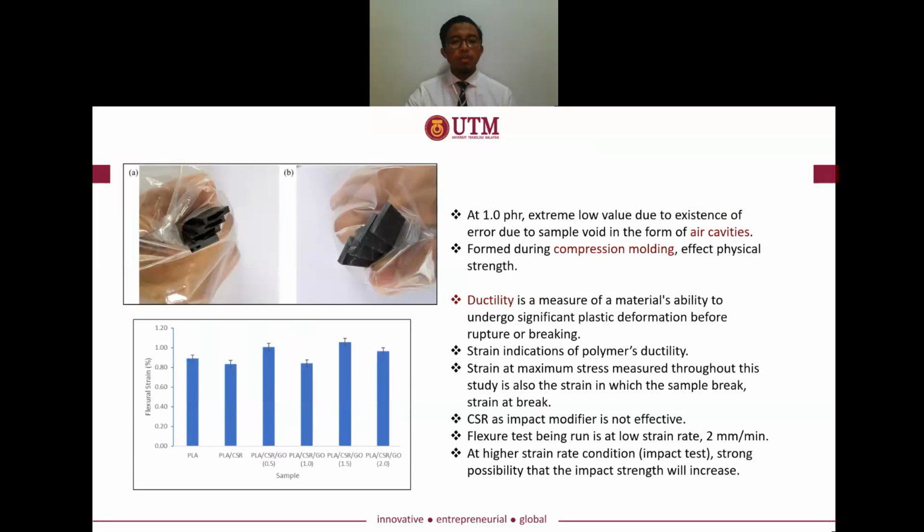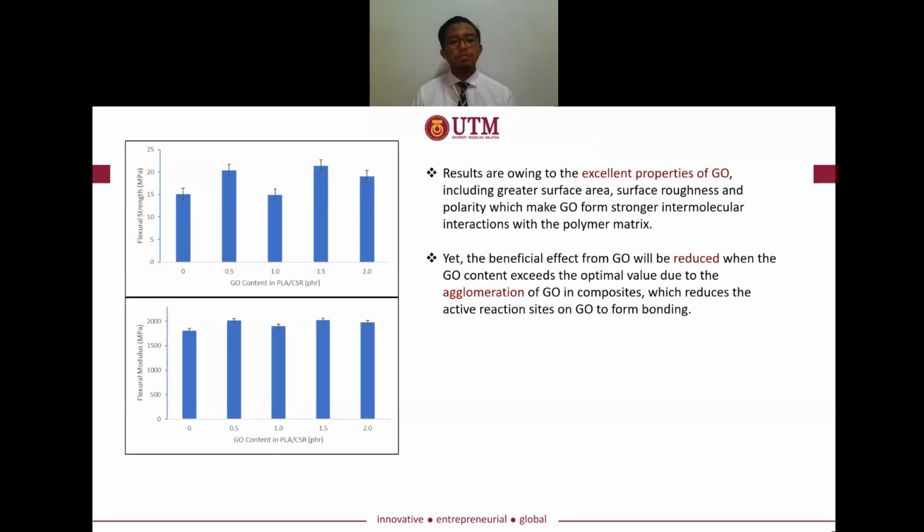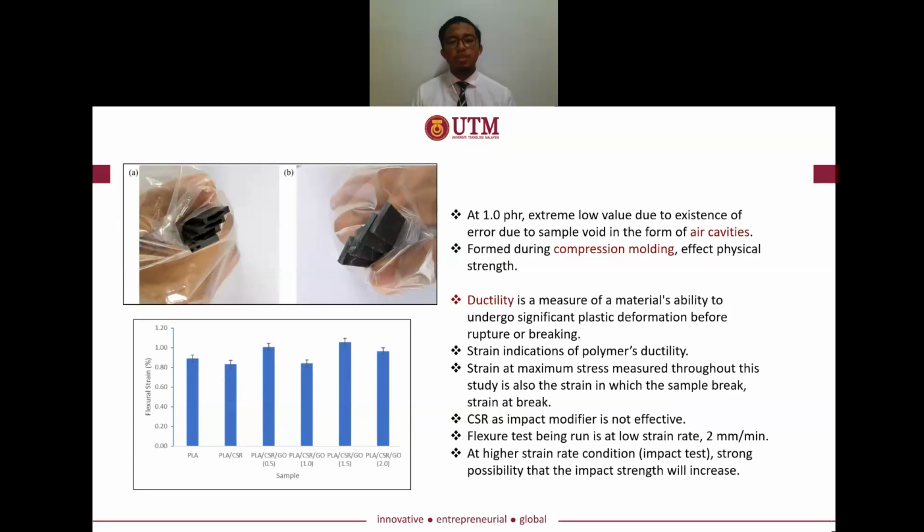So when we see that there is an extreme reduction at 1.0 PHR, we need to find the real reasons behind this. We found that in our sample of 1.0 PHR graphene oxide loading, the sample has some voids in the form of air cavities. These voids formed during our compression molding process, and they affect our results in physical strength.